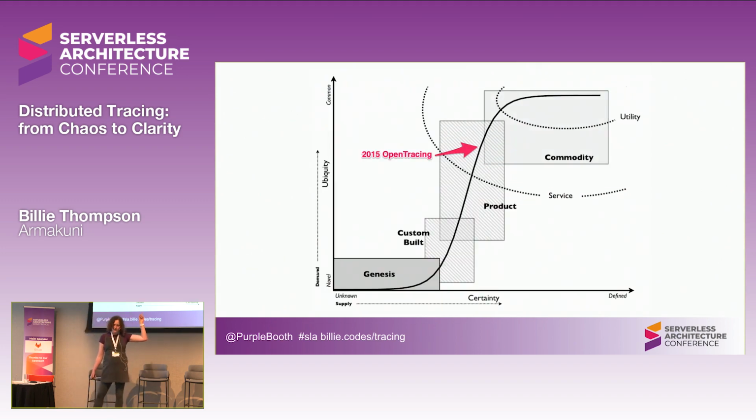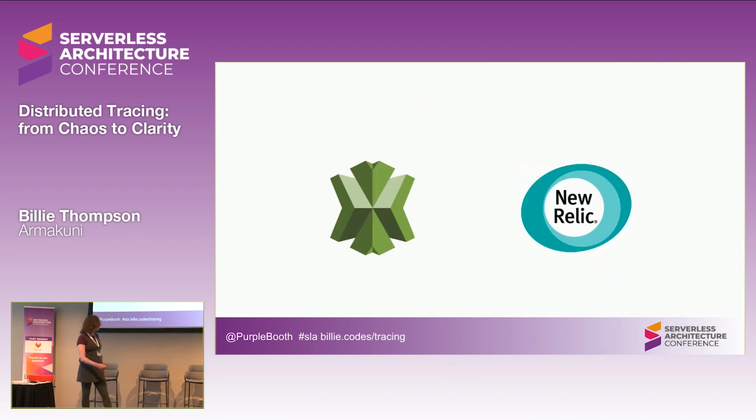So this is where OpenTracing comes in. In order to make this happen, we need open standards so we can chop and change our service providers. And this is why we're getting this merger between OpenCensus and OpenTracing at the moment, and why this technology is particularly relevant.